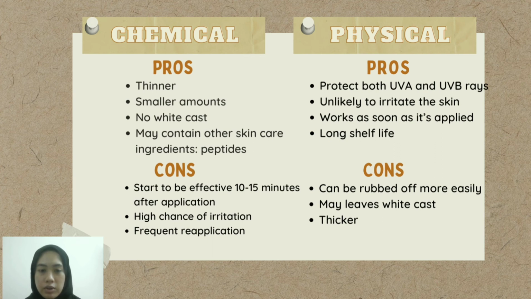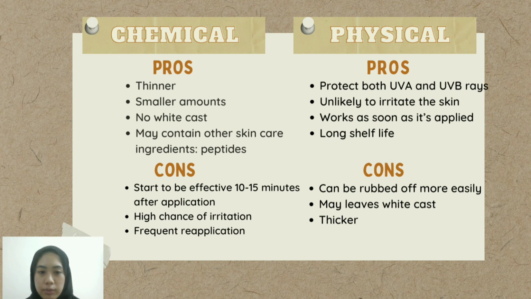The cons of chemical sunscreen are that it requires some time to become effective after application. Next, it also has a high chance of causing irritation and stinging, especially for those with dry skin and a damaged moisture barrier. This is due to multiple ingredients combined in order to achieve broad spectrum UVA and UVB protection. Chemical sunscreen also requires frequent reapplication, especially when we are exposed to direct sunlight.